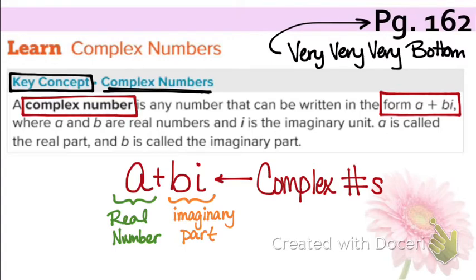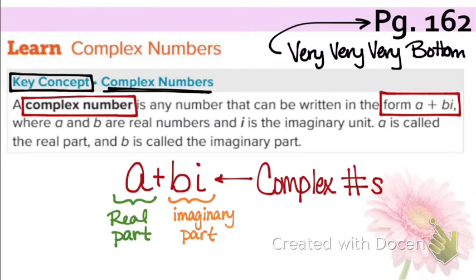So we have a real part and an imaginary part. It does not have to be addition in between the two parts. Sometimes it's subtraction. That's okay. So complex numbers add on to all the other types of numbers that you guys have worked with before.